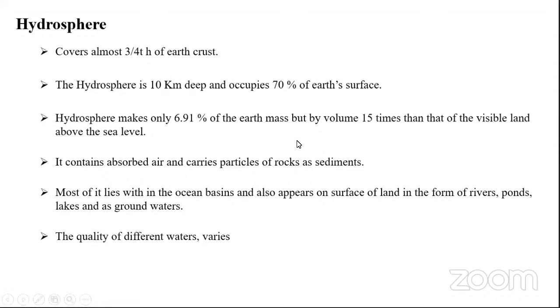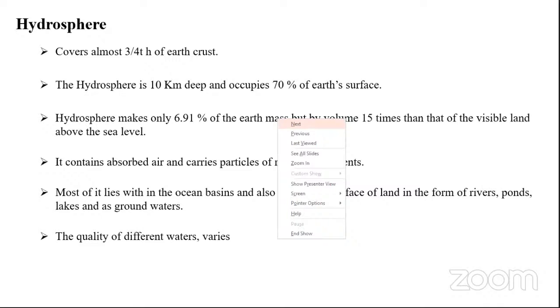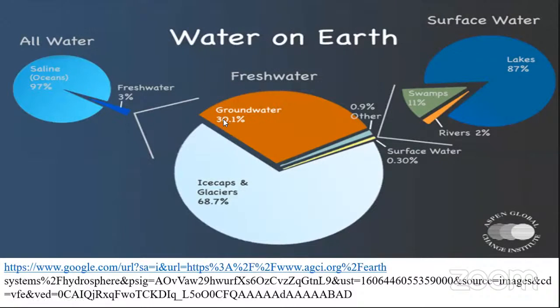Coming to the next point, students, I just mentioned the quality of different waters. Actually, in English there is no word called waters, only water. So there are different kinds of water. In overall water percentage, the share of groundwater is 30.1% only, and the water kept in ice caps and glaciers is around 68.79 percent, right, students? In lakes, 87 points. In swamps, that means marshy areas, you can see 11 percent. In rivers, 2 percent.